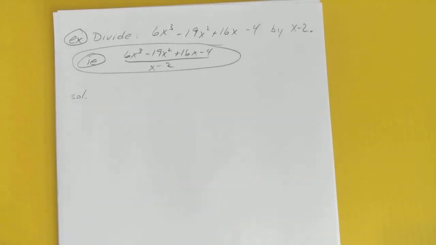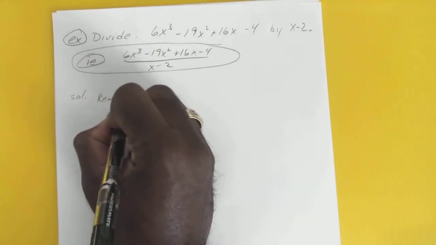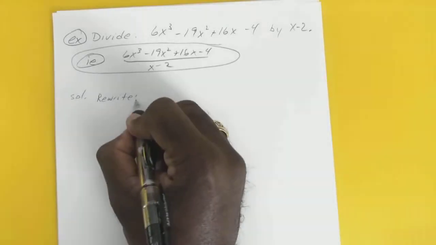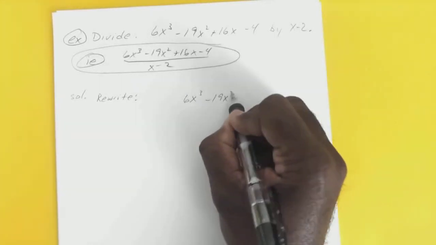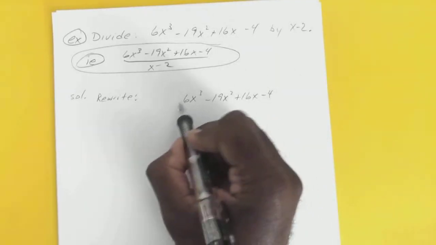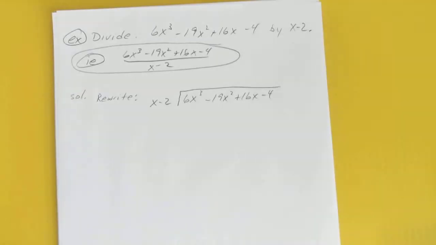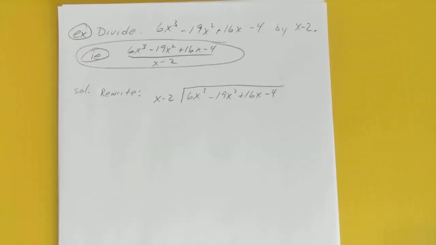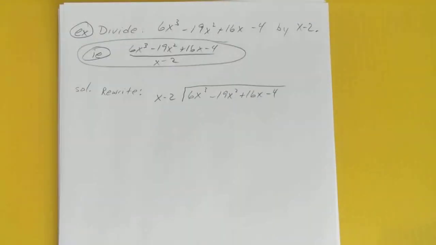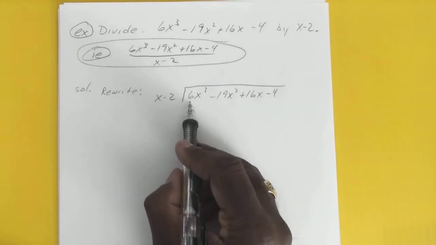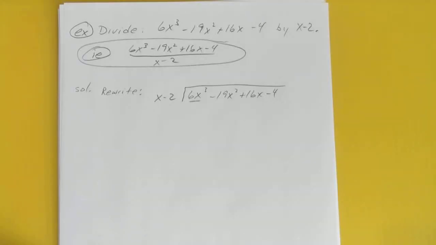Okay, so the first thing we want to do is rewrite it. So that means we have 6x to the third minus 19x squared plus 16x minus 4 divided by x minus 2. Now if you remember on the basic division problem, we've just handled the first part of the number. We went right after the 5 first. The only difference is our first goal is to get rid of that 6x to the third.